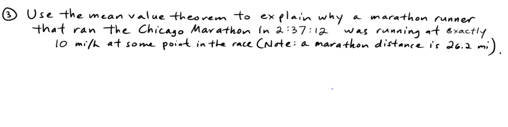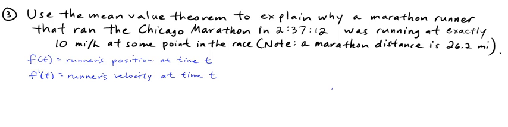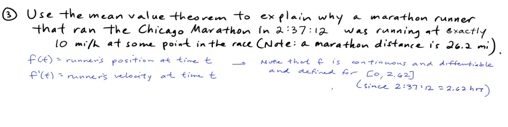So let's let f of t represent the runner's position at time t, and let's let f prime of t represent the runner's velocity at time t. So note that f is continuous, differentiable, and is defined for 0 to 2.62. Again, I chose this particular time because it works out very nicely. It's exactly equal to 2.62 hours.